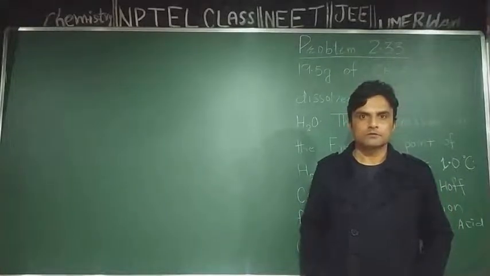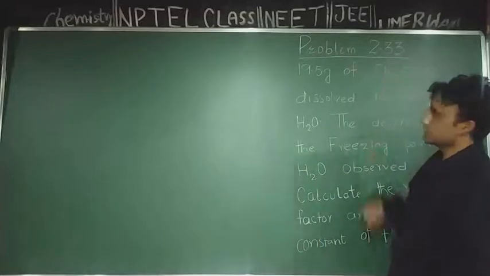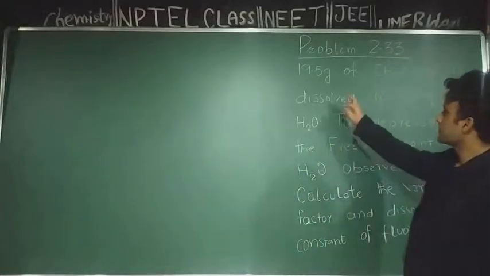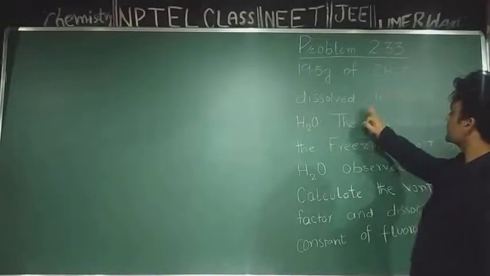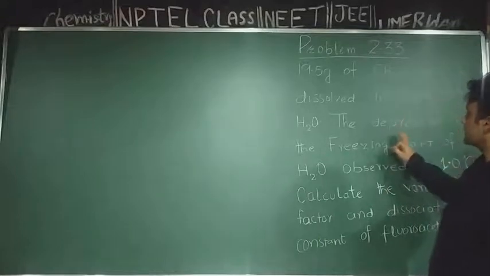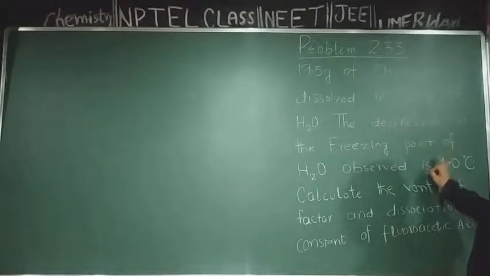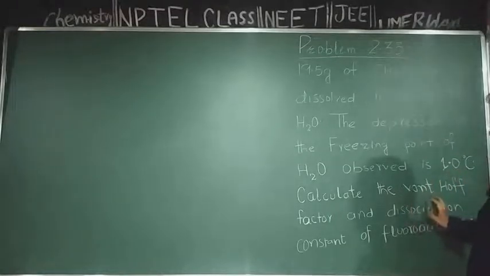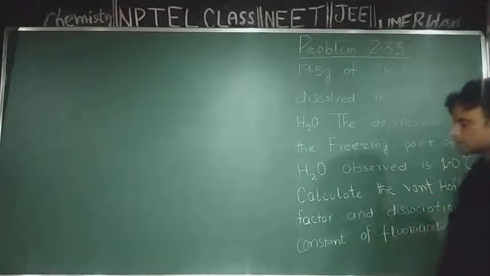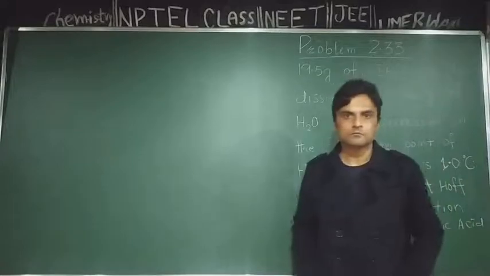Today I am here to solve chemistry class 12th NCERT problem 2.33. Let me read the problem. 19.5 gram of fluoroacetic acid is dissolved in 500 gram water. Depression in freezing point of water observed is 1 centigrade. Calculate the Van 't Hoff factor and dissociation constant of fluoroacetic acid.